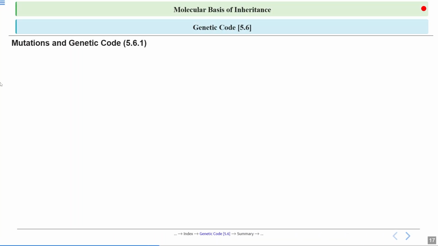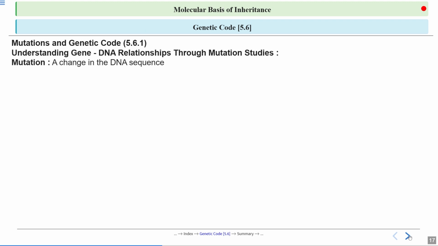So we have studied this genetic code and its salient features. Now let's come to mutation and the genetic code. We will understand gene and DNA relationships through mutation studies. What is a mutation? Mutation is nothing but a change in the DNA sequence. If there is any change in the DNA sequence, we say the sequence has been mutated.